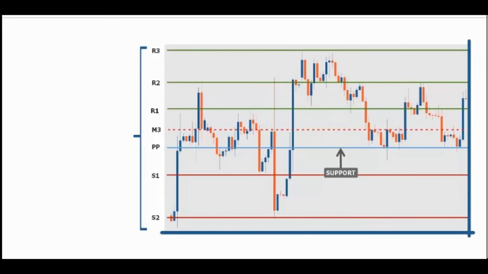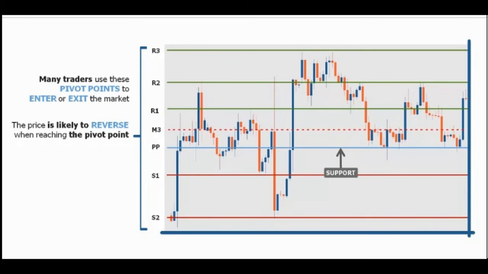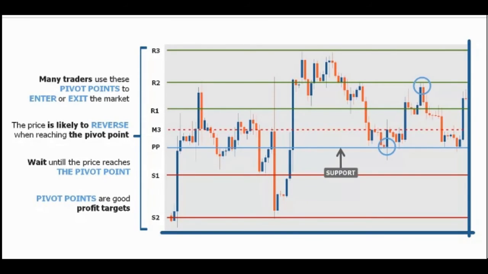As a trader, if you know that the majority of traders are using pivot points to decide on where to enter or exit positions, then you know that the price is more likely to not go any further when the pivot point is reached. You also know that traders are more likely to wait until price reaches that price level before they place a trade. For these reasons, pivot points make very good profit targets.